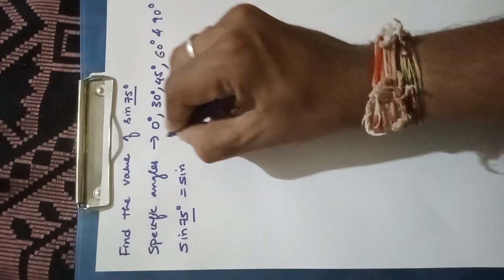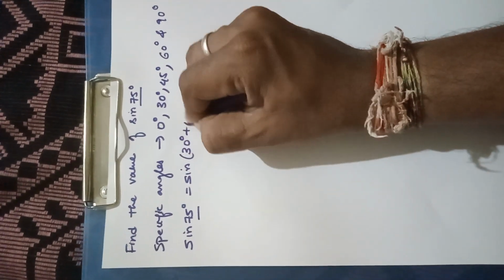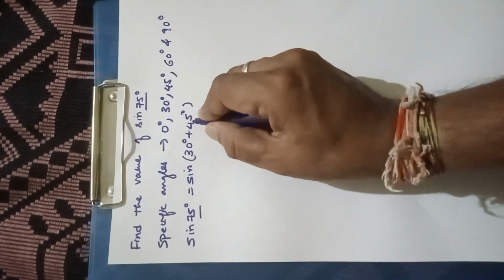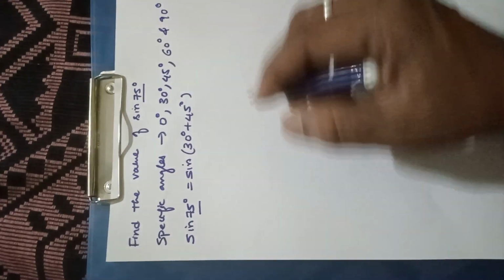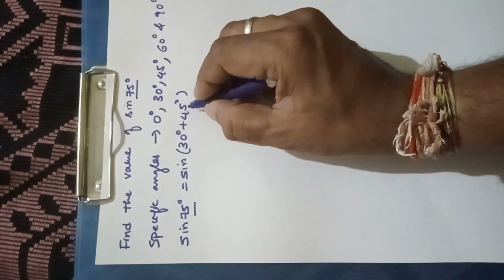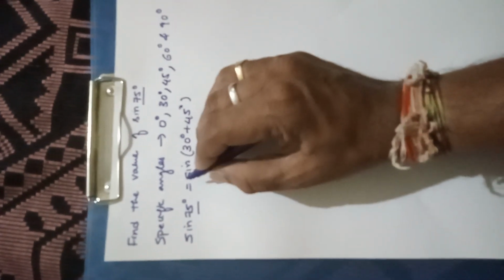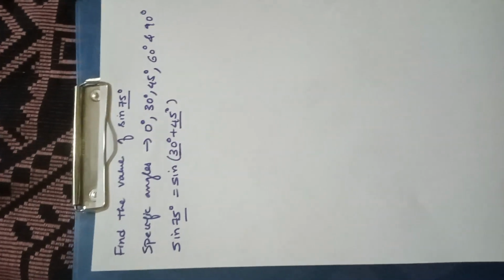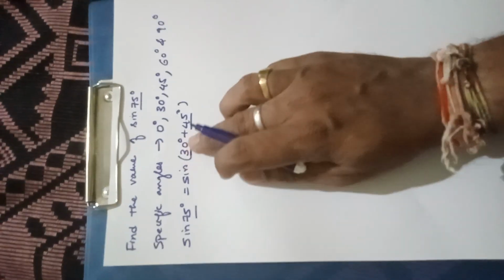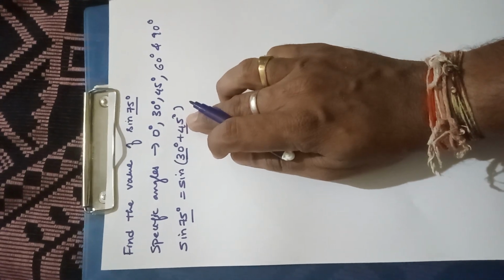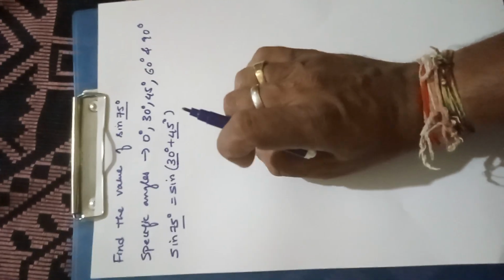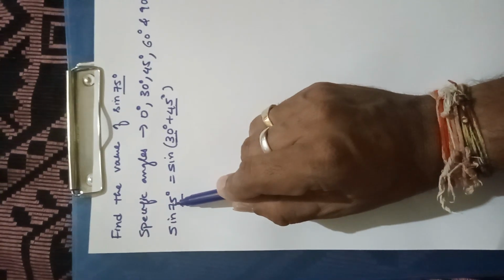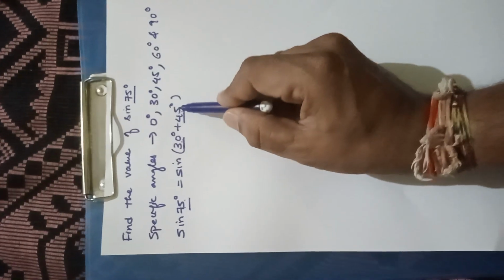This 75 degrees I will split as 30 degrees plus 45 degrees. 30 plus 45 will give you 75. Why did I split as 30 and 45? Why not as 60 degrees and 15 degrees or some other two angles? Yes, these two angles are the specific angles, and we know the value of sine 30 and the value of cos 45 degrees. In fact, we know the values of all the 6 trigonometric ratios for these two angles. That's why I have split 75 degrees as 30 degrees and 45 degrees.